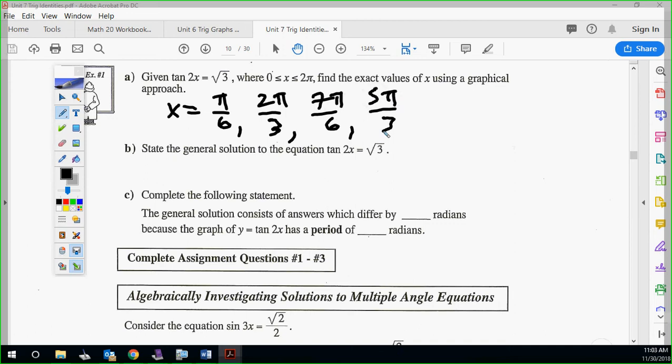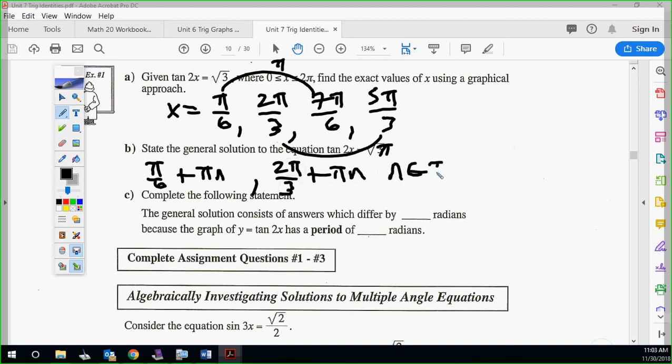So you can kind of see that it happens every, so pi over 6 to 7 pi over 6, what's the difference between those two? 1 pi, right? 6 pi over 6. 2 pi over 3 to 5 pi over 3, what's the difference between them? 3 over 3, so 1 pi. So these are going by pi by pi. So your general solution for this is pi over 6 plus pi n and 2 pi over 3 plus pi n, n an integer.